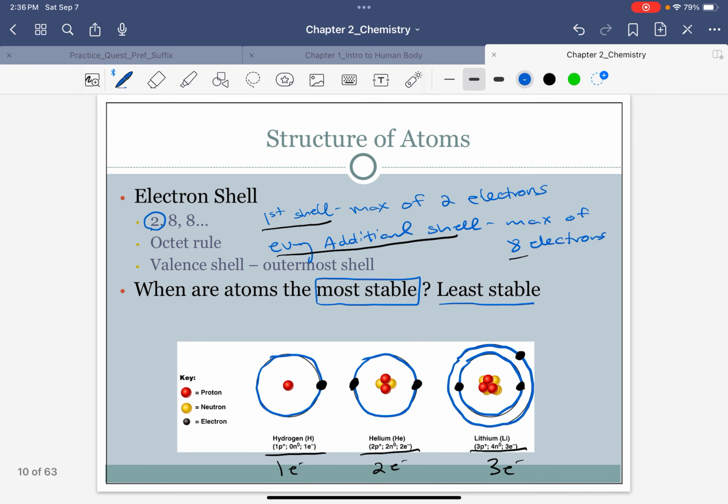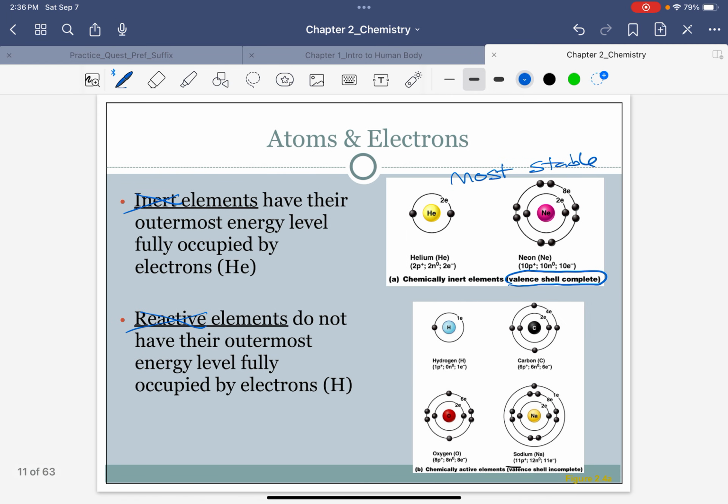Let me go back for a second. Valence, that's just the term we use. A valence shell is whatever the outermost shell is. No matter if an atom has 1 electron shell or 10 electron shells, doesn't matter. Whatever the outermost one is, that's considered the valence shell. So atoms are most stable, dare I say, even happiest, when the valence shell is full.